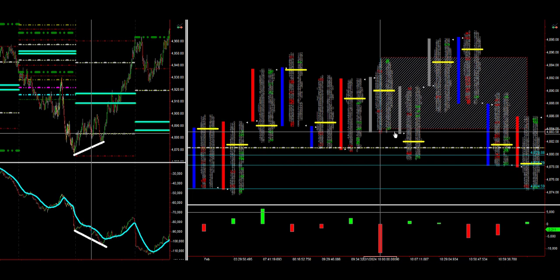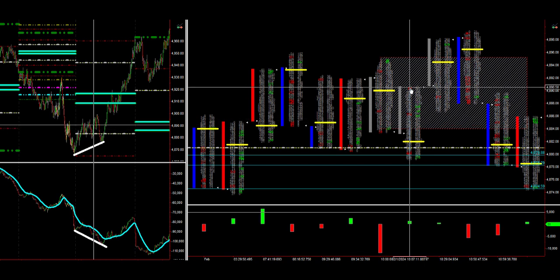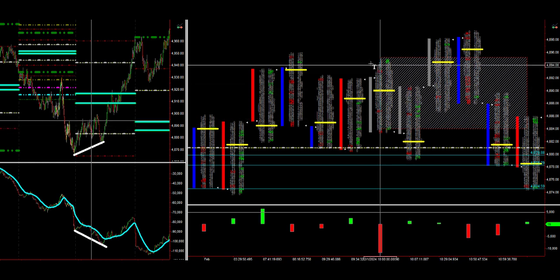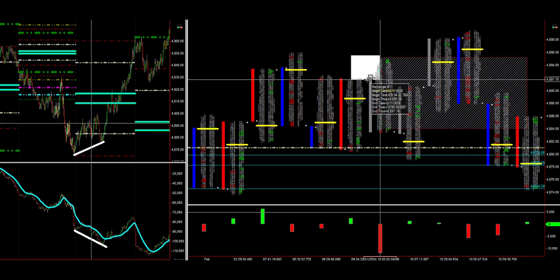What do I want? I want it to come close to my top or the yellow area. You can see it went here and gave you the retest. This is where it is. So if I do this retest, this is my stop loss zone right here.